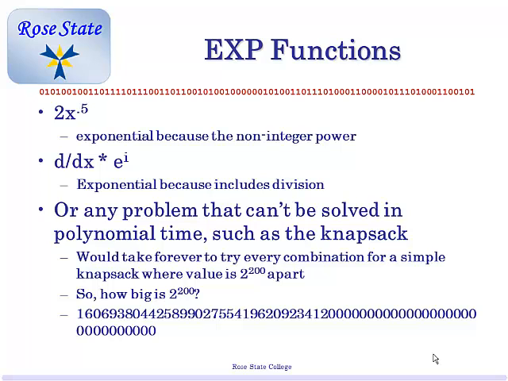It says it would take forever to search every combination of a simple knapsack where the numbers are 2 to the 200th apart. Hopefully you all remember that. The numbers in the knapsack are 2 to the 200th apart. Was that on this test? It's on the next one.